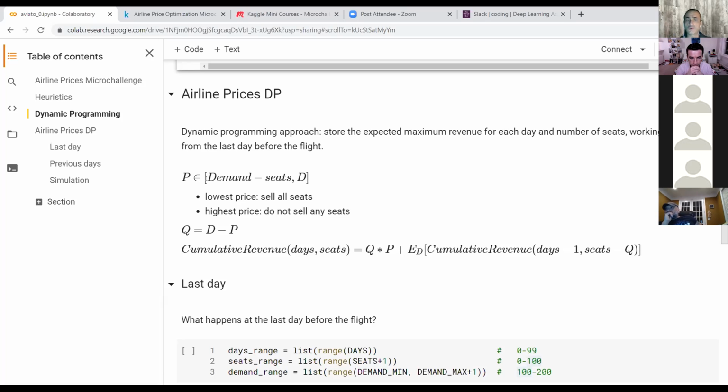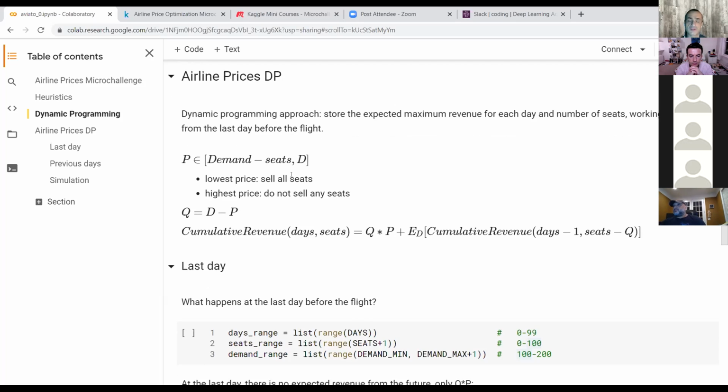We don't set the price lower than demand minus seats, because at this level we just sell all seats in one day. For example, if there is only one day left and we have to sell off all seats, basically that's the minimum price we can imagine. And the highest price is the demand level itself. If we set the price at the demand level, we don't sell any seats, right? Because the quantity is demand minus price, and if these two are equal, the quantity is 0. And for example, we might want to actually do that. If the demand is too low, we might set the price at the demand level so that we don't sell any seats at the low price.